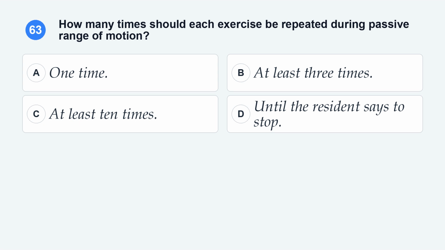Option A, 1 time. Option B, at least 3 times. Option C, at least 10 times. Option D, until the resident says to stop.